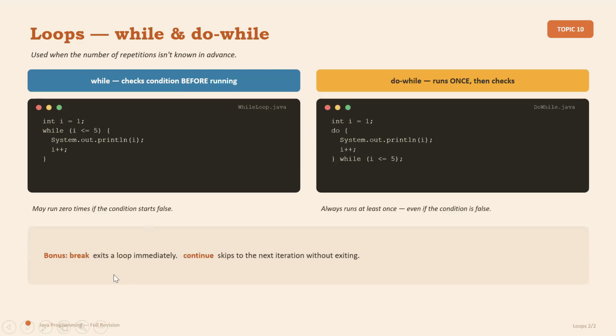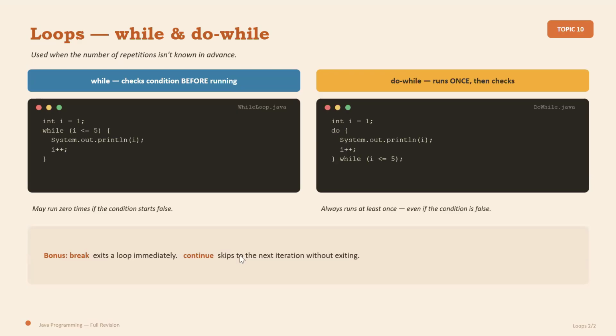Okay, and then we use some keywords, break and continue. So break means immediately exit the loop. We write the break. And continue means skips the rest of the current iteration and moves to the next.